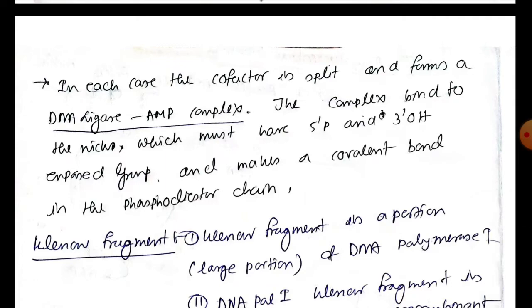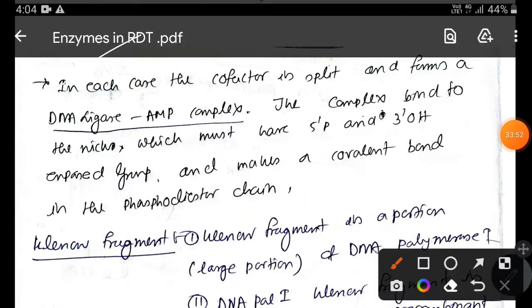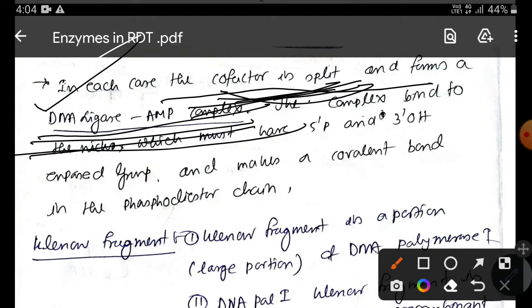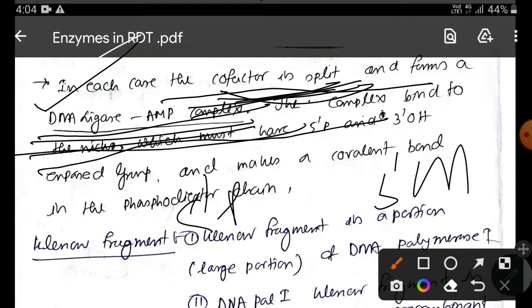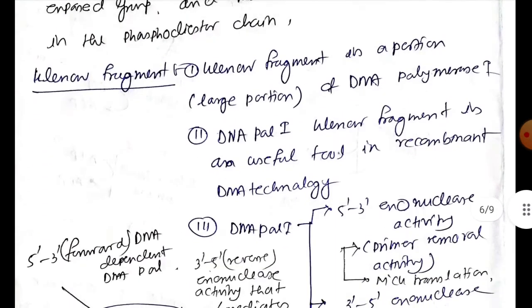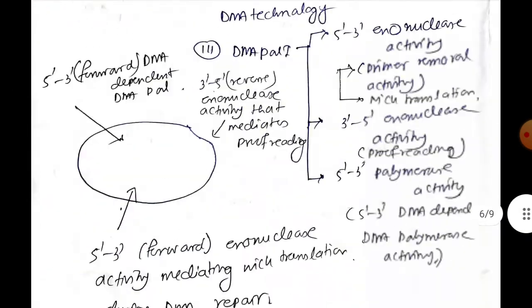Here I have mentioned diagrammatically what I have discussed: in each case the cofactor is split, that is NAD plus in case of E. coli DNA ligase and ATP in case of T4 DNA ligase, and forms a DNA ligase AMP complex. This complex binds the nick, which must have exposed 5' phosphate and 3' OH groups, and makes a covalent bond in the phosphodiester chain.